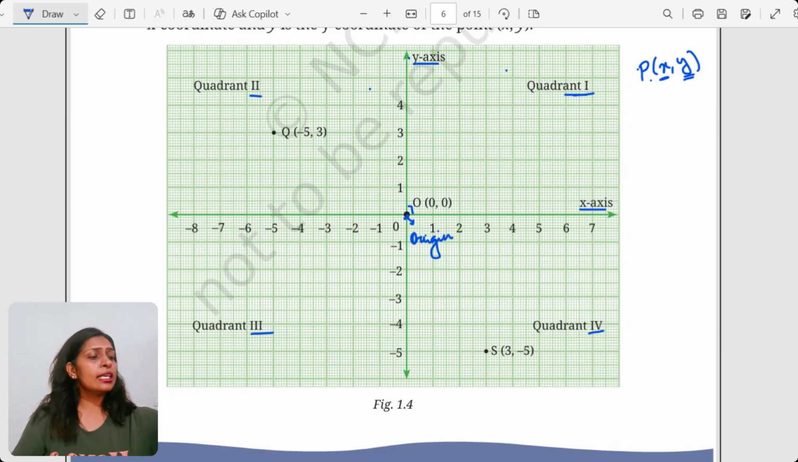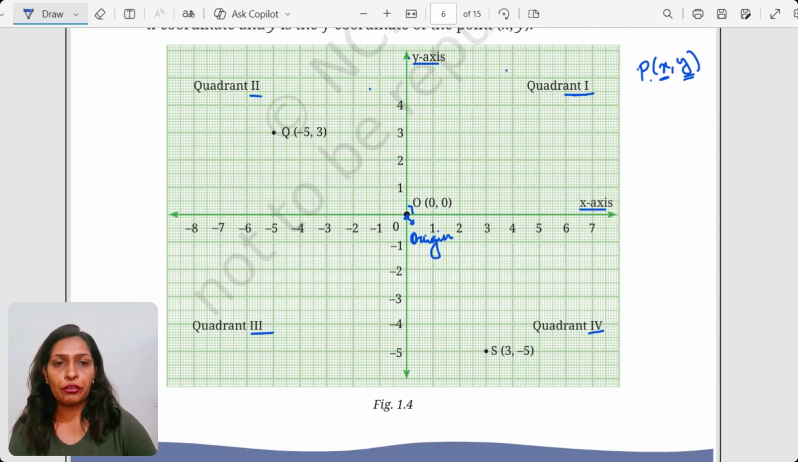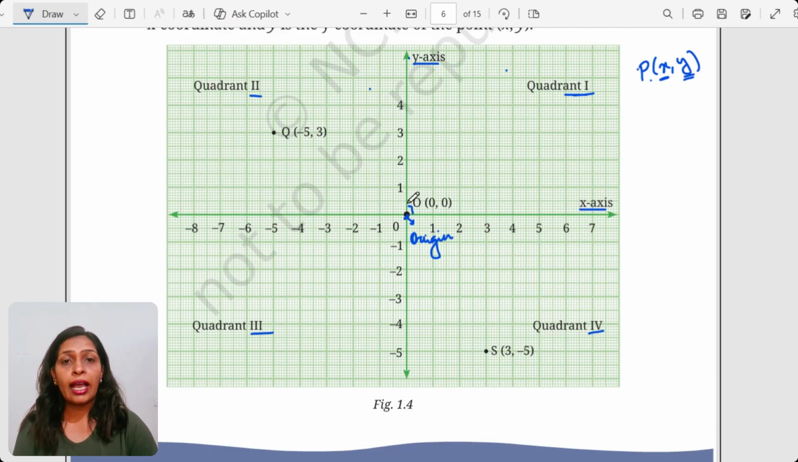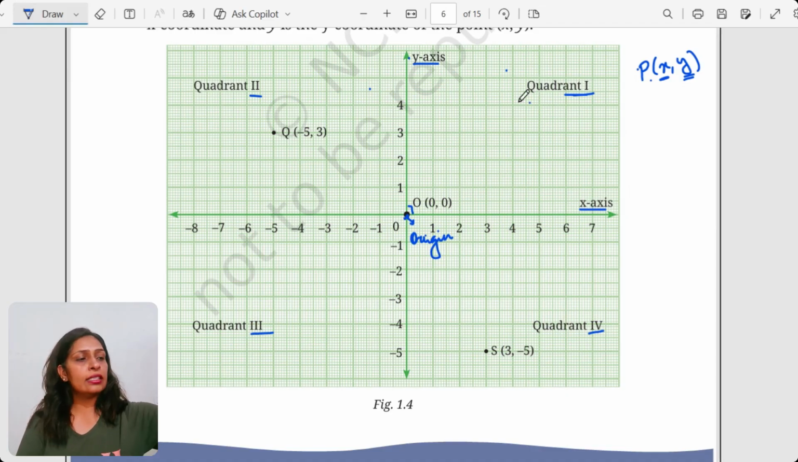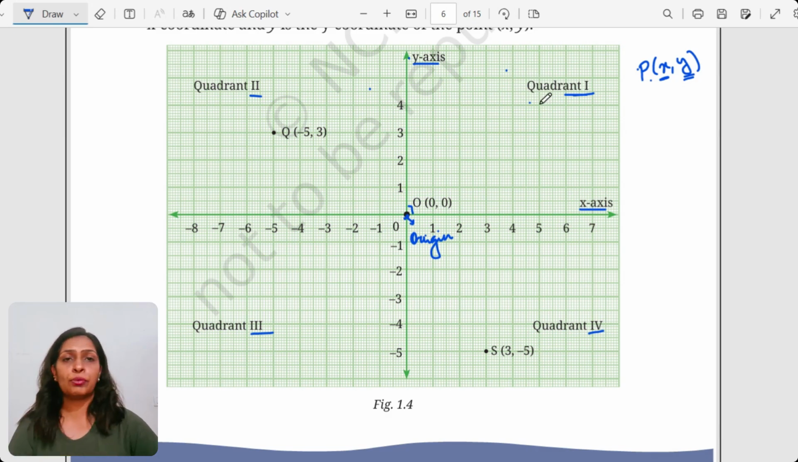Now, if you observe them carefully, can you see that on the x-axis we have all the positives, and on the y-axis also positive. So in the first quadrant, we can understand that the x coordinate is positive and the y coordinate is also positive.